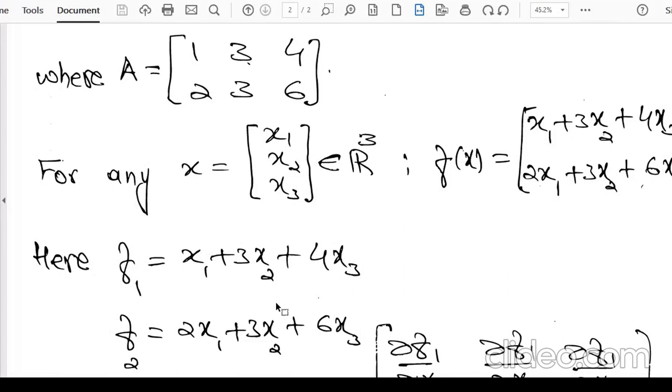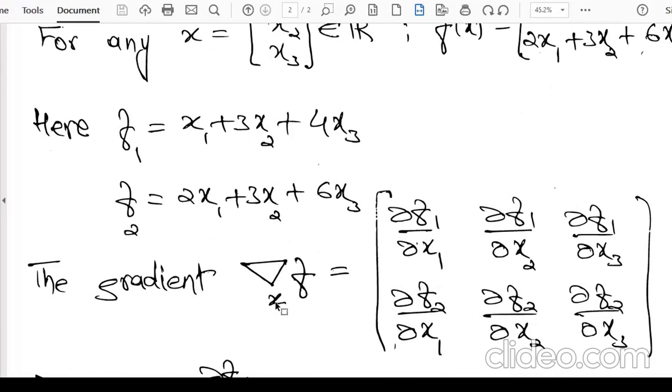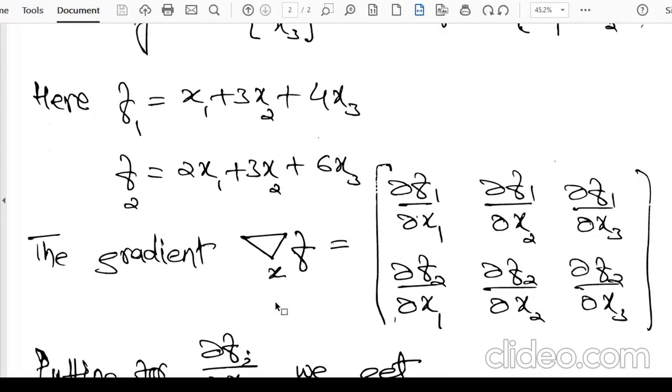Well, now the gradient of the multivariate vector valued function is primarily a Jacobian, and we have already seen in our previous lectures that the Jacobian of such a function is a matrix, and in this case it's a 2 by 3 matrix. So the first row is reserved for the gradients or the partial derivatives of the first component of the function, and the second row of this Jacobian is reserved for the gradients of the second component f2 of the function.